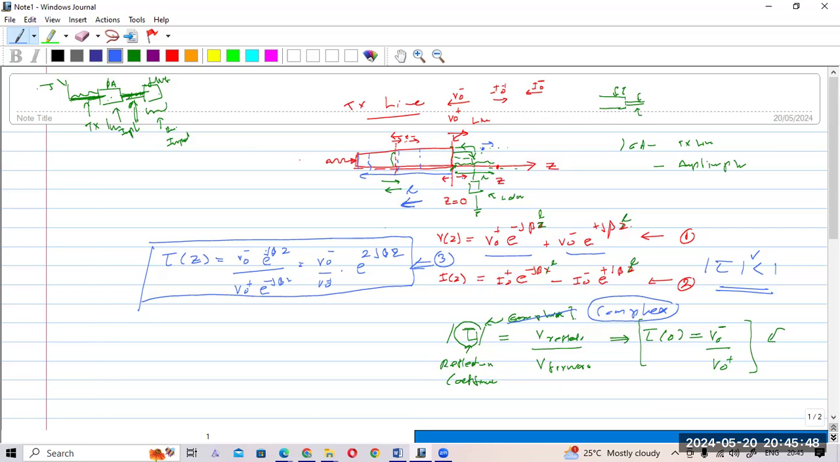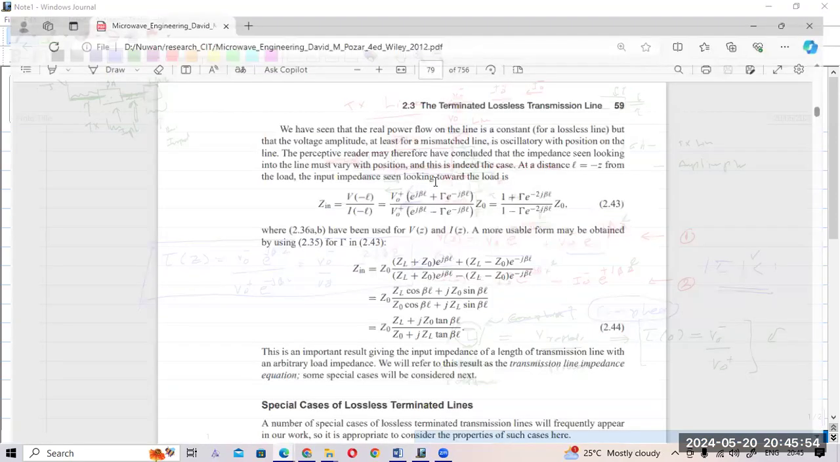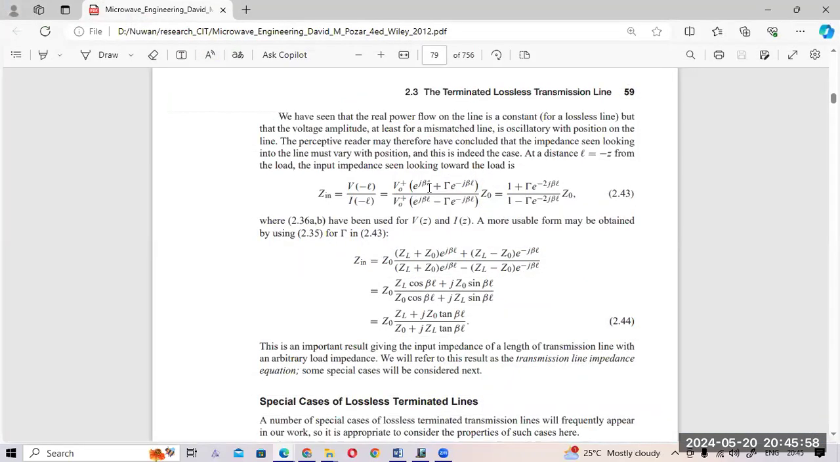You can see that here V naught should be e to the power minus j beta L, if you consider this direction. So this is minus. For the reflected portion it should be plus, okay? But we have considered the minus L direction, so it will be minus j beta, okay?